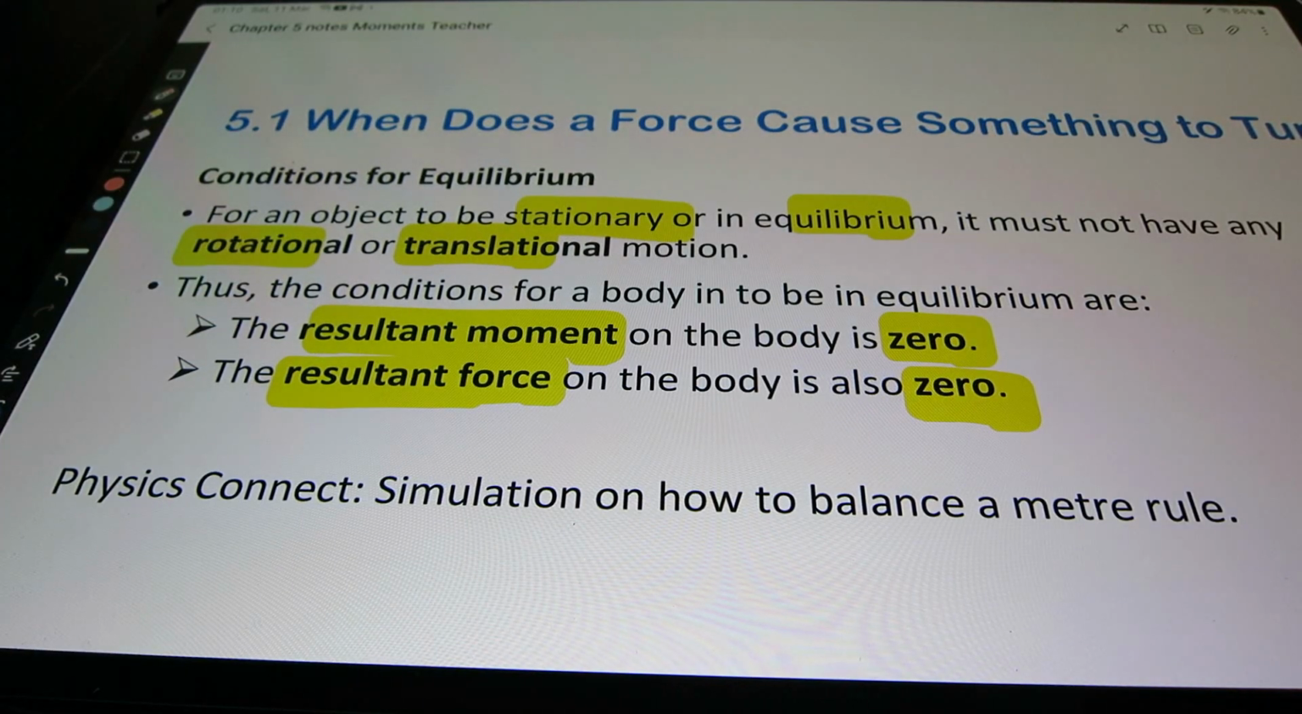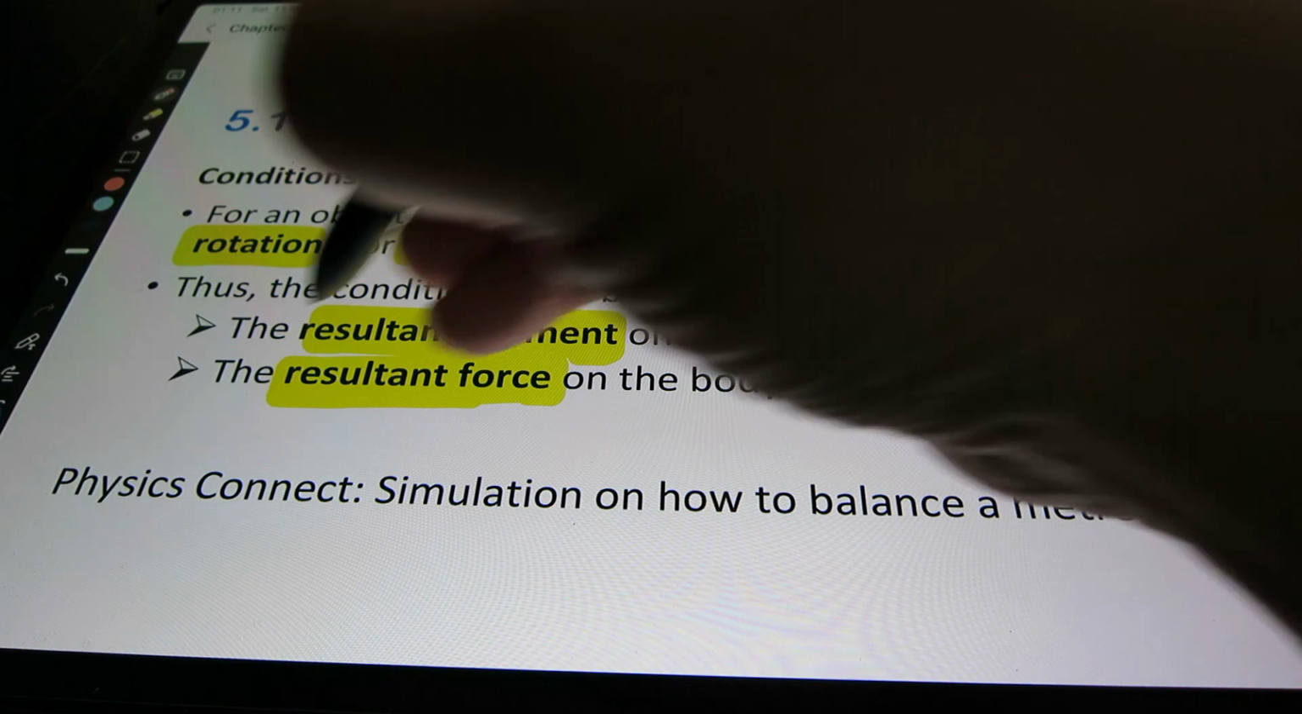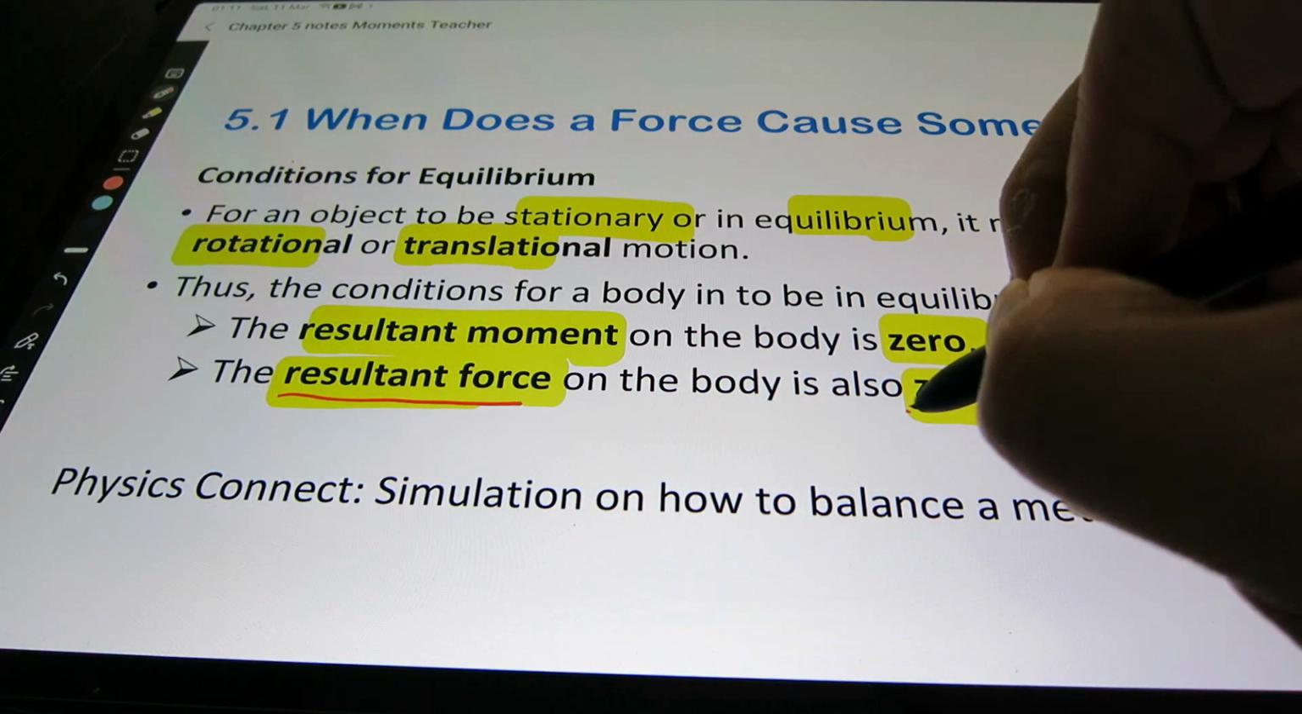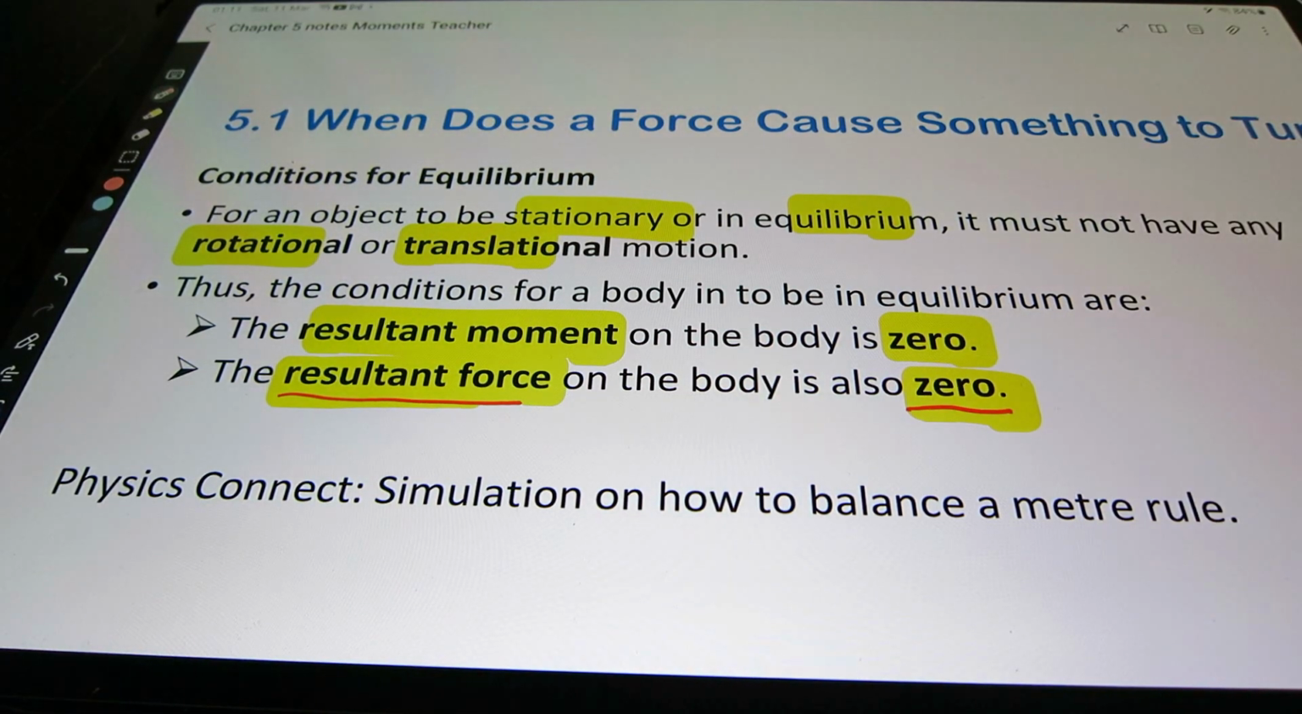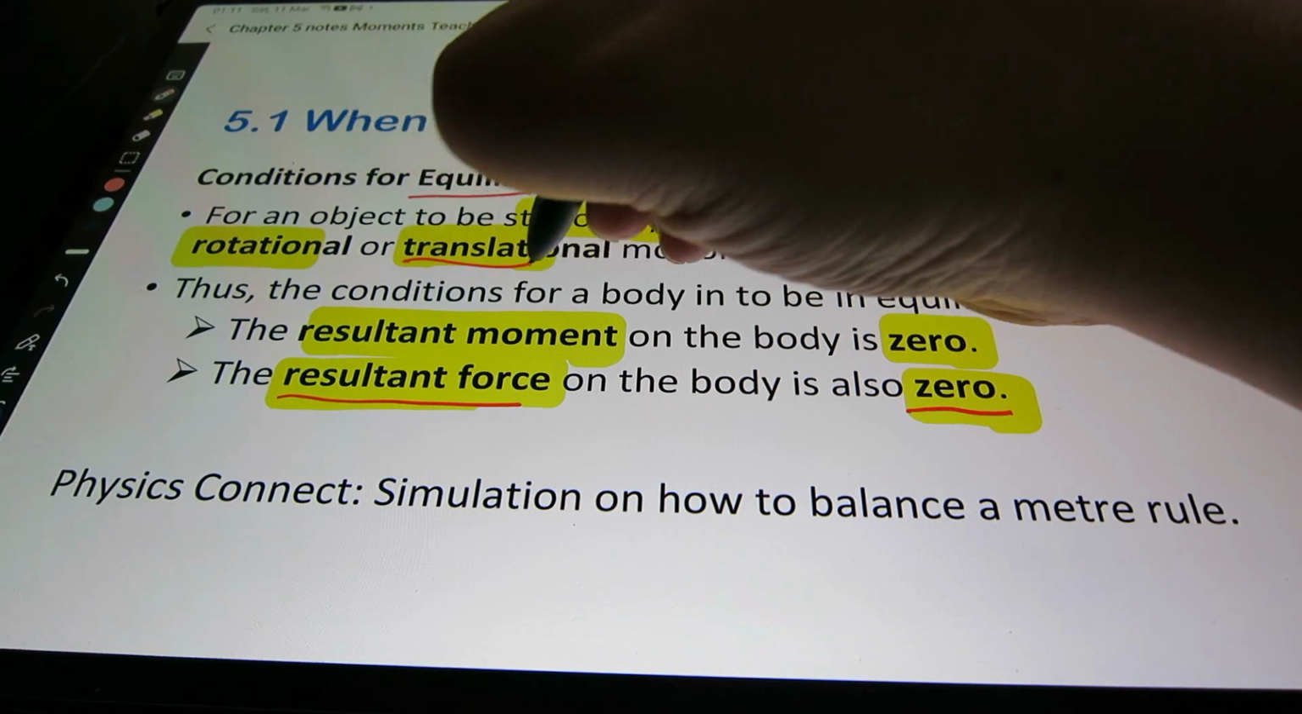There are 2 conditions for true equilibrium. You learn in chapter 2, when we're talking about Newton's first law, that when an object has a resultant force of 0, the object doesn't move. So when an object has a resultant force of 0, it doesn't move. That's Newton's first law.